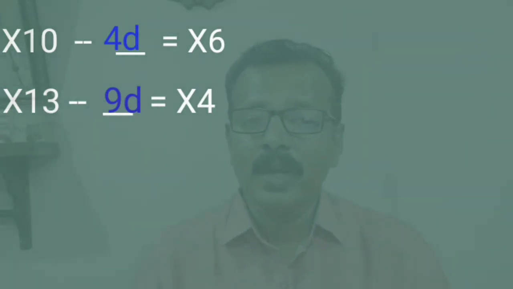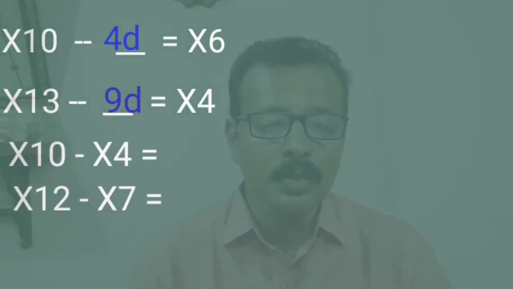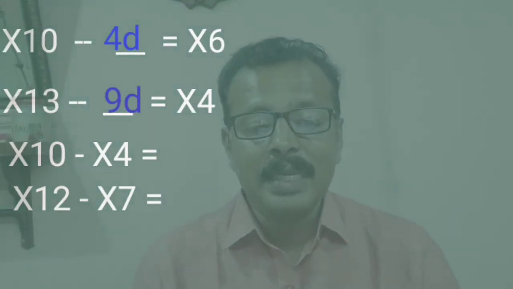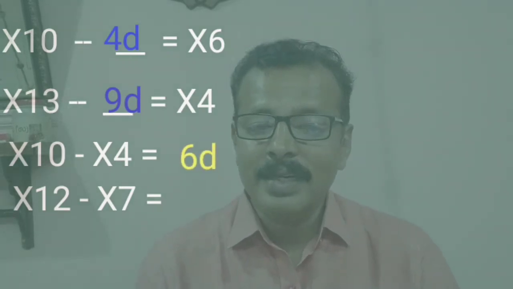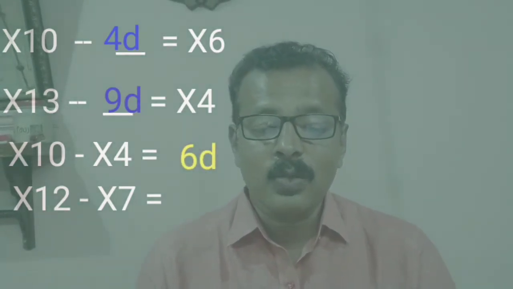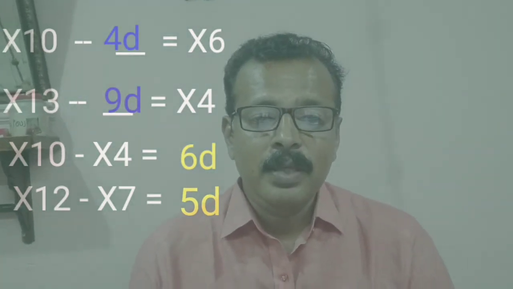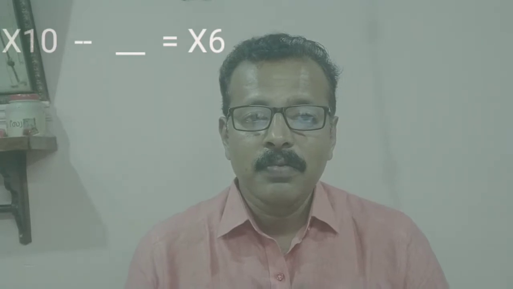So this is how we find the relationship between any two terms. Now look at another case. The difference between two terms, x10 minus x4, yes, it is 6d. What is x12 minus x7? Yes, it is 5d. So in all these cases we can relate two terms by the common difference of an arithmetic sequence.